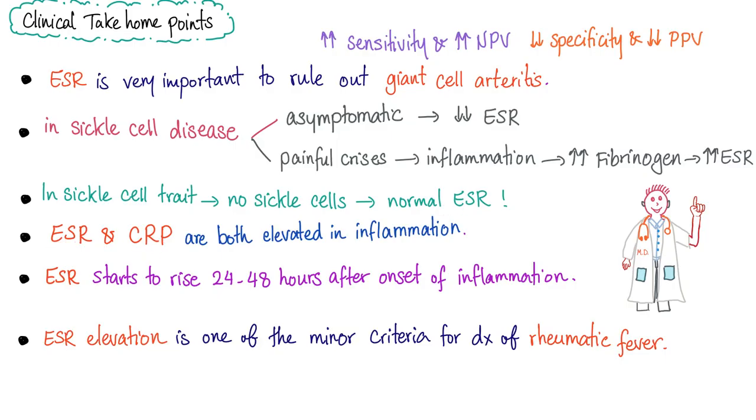ESR and CRP love each other, both elevated in cases of inflammation. ESR starts to rise 24 to 48 hours after the onset of inflammation. Wait, okay? Good things happen to those who wait. ESR elevation is one of the minor criteria for diagnosis of rheumatic fever, called the Jones criteria.